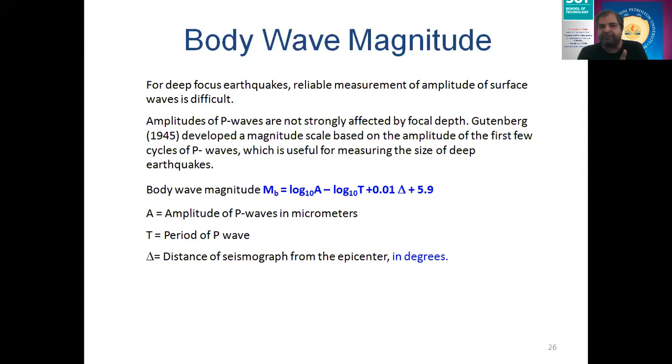Second, very important, for deep focus earthquakes, earthquakes that occur very deep in the crust, sometimes the reliable estimation of the amplitude of surface waves is very difficult, because when the wave comes to the surface from the deep focus, sometimes the value will be so small that it is very difficult to measure.